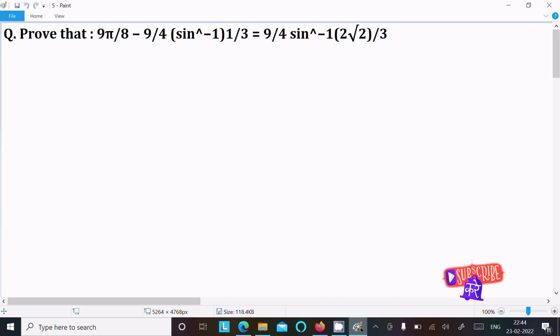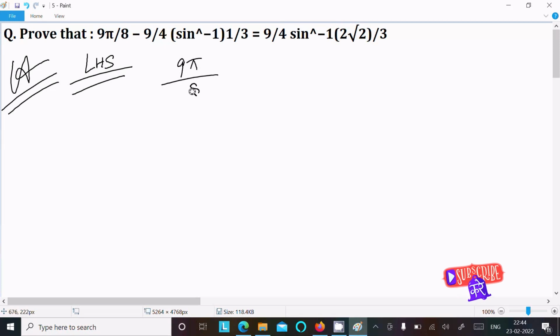In this lecture, I'm going to prove these questions. So let's see the answer. First I'm going to take the LHS, the left hand side. On the left hand side: 9 pi divided by 8 minus 9 by 4 sine inverse 1 by 3. So this is the given.